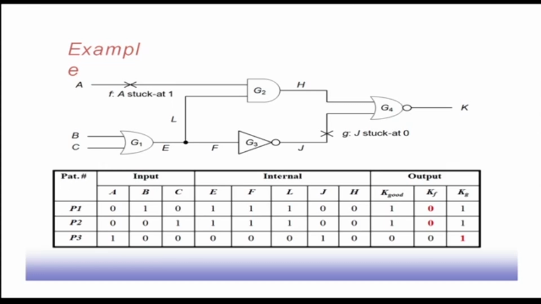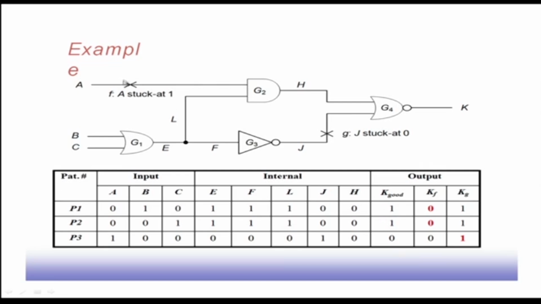This may be an example: say we have this particular circuit. We want to see whether we can detect F stuck at 1 and G stuck at 0, these two faults. For the primary inputs, we have 3 patterns, P1, P2 and P3, and for them the ABC values are: P1 is 0 1 0, P2 is 0 0 1 and P3 is 1 0 0. First, for the good circuit, what is the response? We simulate this circuit in the absence of the faults F and G, and we see that K good is 1, 1 and 0 for the 3 patterns.